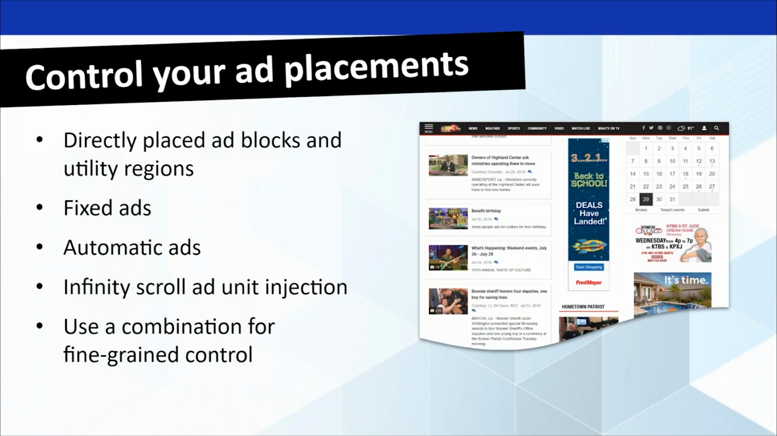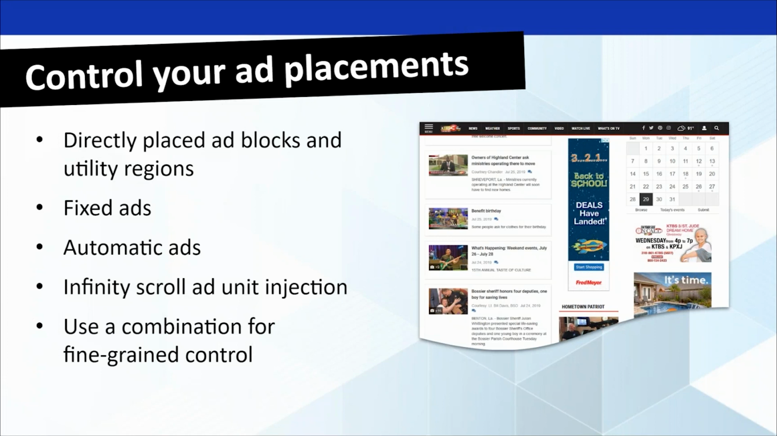One is by directly placing your Google Ad Manager blocks or your Blocks Ad Manager blocks in regions on the page specifically where you want those ads to render, or in utility regions to have them render in your articles. And that is, if you want to have a lot more control, the preferred method. However, we also offer a couple of methods for programmatically placing ads.